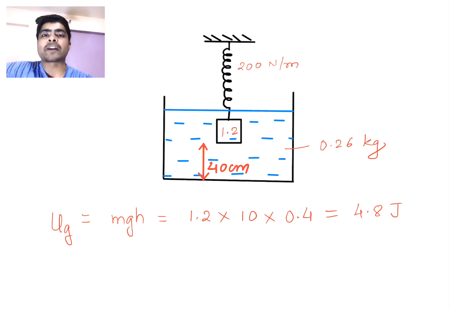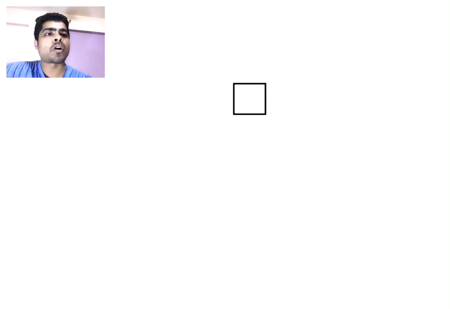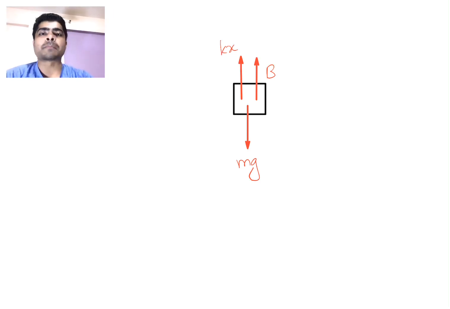For that, let's draw the FBD of the block. So on the block, mg is acting downwards. Okay, this is mg. Then buoyant force will be acting upwards. Let's say this is your buoyant force B, correct? And we have then spring force upwards. So spring force will be Kx. So these forces are balancing each other. Then Kx will be equal to mg minus buoyant force.